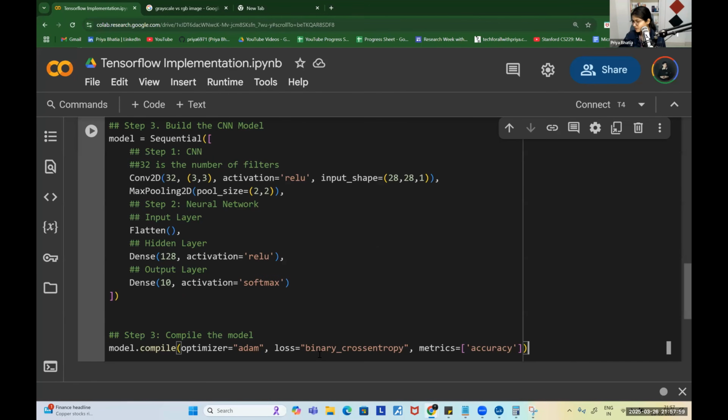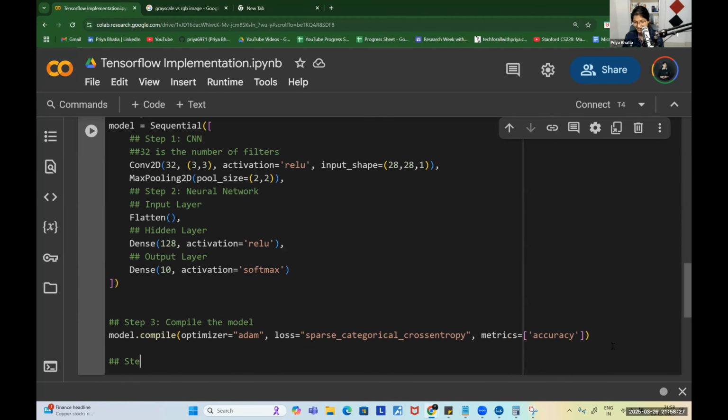A few things we have to change in the compile part. We will have to change the loss function. In a categorical case, it will be sparse categorical cross entropy, which is the full name you have to write. Metrics, we can change or take as it is. Accuracy is fine.